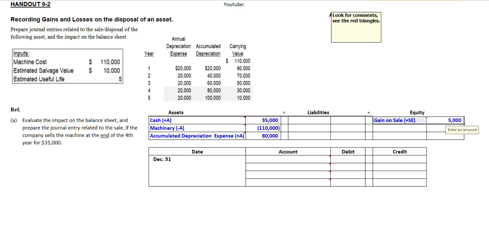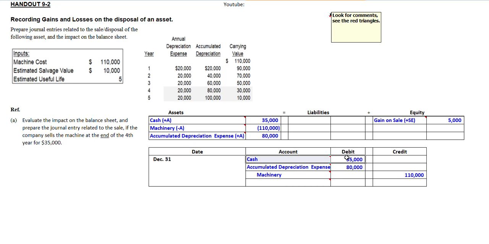I think it's easier to record journal entries or calculate gains and losses directly through our journal entry. So first thing we know, if we sell the equipment, we've got to take the equipment off our books. So we will credit machinery for $110,000. We take off the accumulated depreciation with a debit of $80,000. We got $35,000 in cash. We record increases in assets with debits.